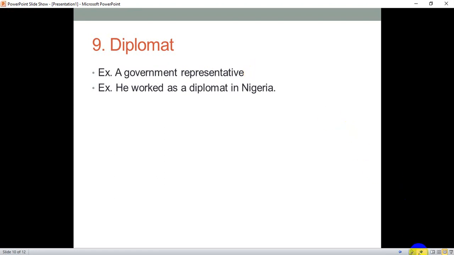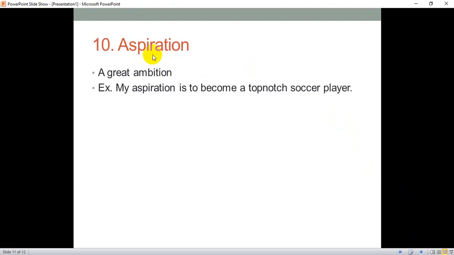Okay. Number 10, we have the word aspiration. An aspiration is a great ambition. Okay, it comes from the word aspire. To aspire is to want to become something or to really want something. Okay, or a great ambition. My aspiration is to become a top-notch soccer player. It means that my goal or my dream is to become a top-notch soccer player. My ambition or my aspiration.